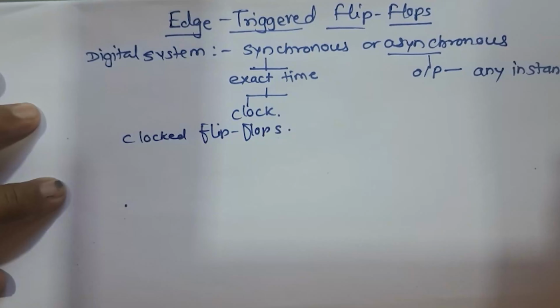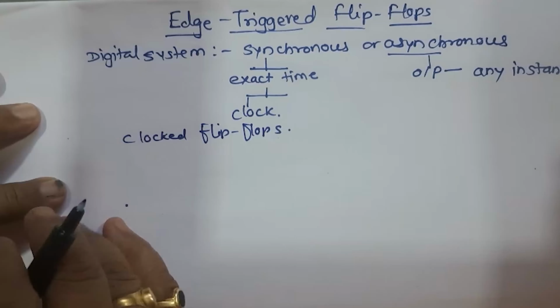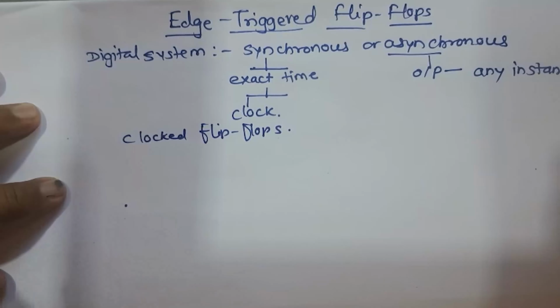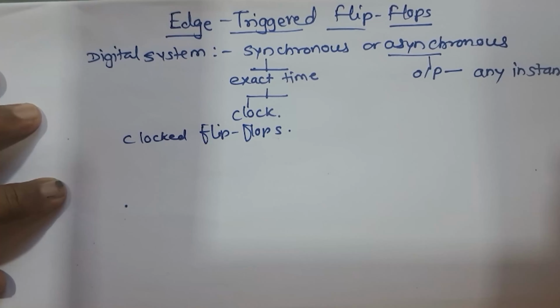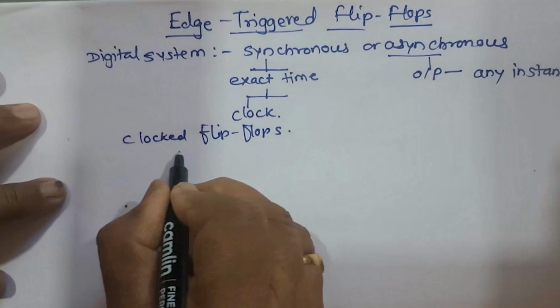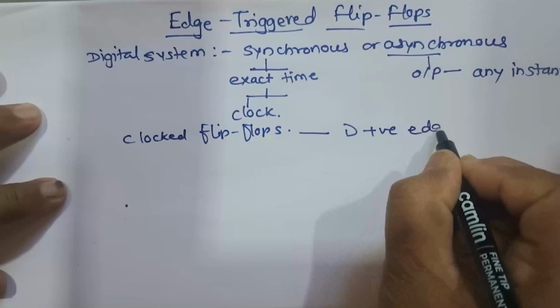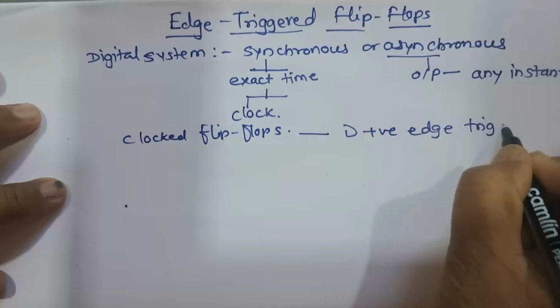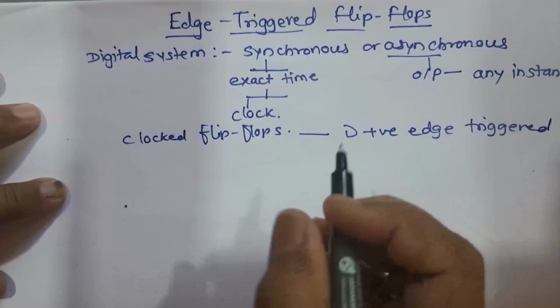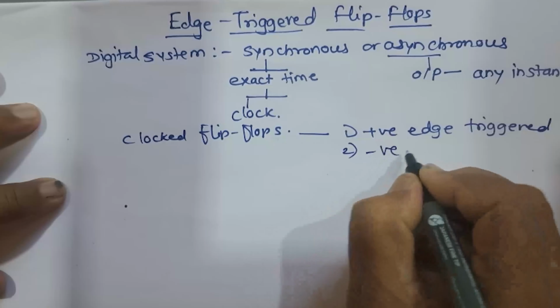So the control signals are effective only when the clock signal is available. Unless and until the clock signal is available, the control signals will not have any effect on the output. Basically, the clocked flip-flops are either positive edge triggered or negative edge triggered.